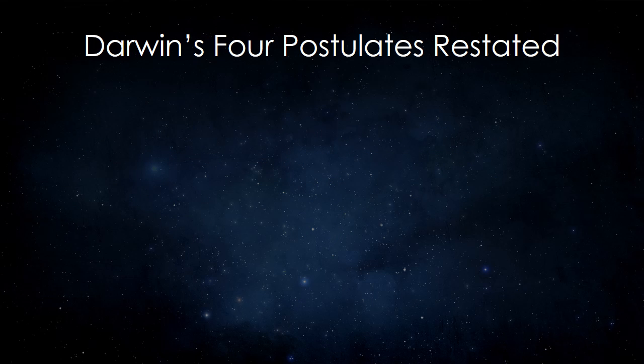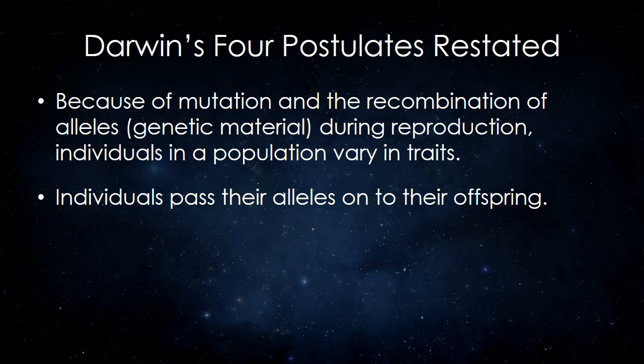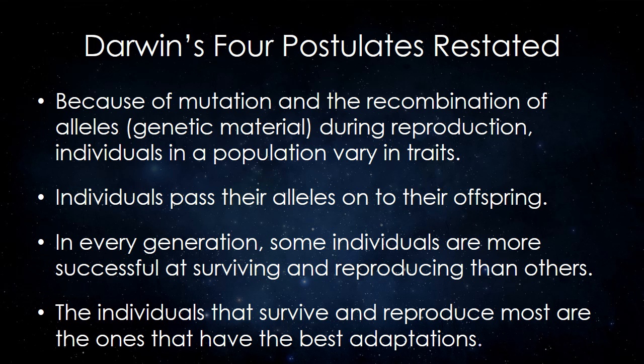Darwin's 4 postulates were restated as follows. Because of mutation and the recombination of alleles as reproduction takes place, individuals in a population vary in the traits they possess. Individuals pass their alleles on to their offspring. In every generation, some individuals are more successful at surviving and reproducing than others. The individuals that survive and reproduce most have the best adaptations. This idea has sometimes been called survival of the fittest.